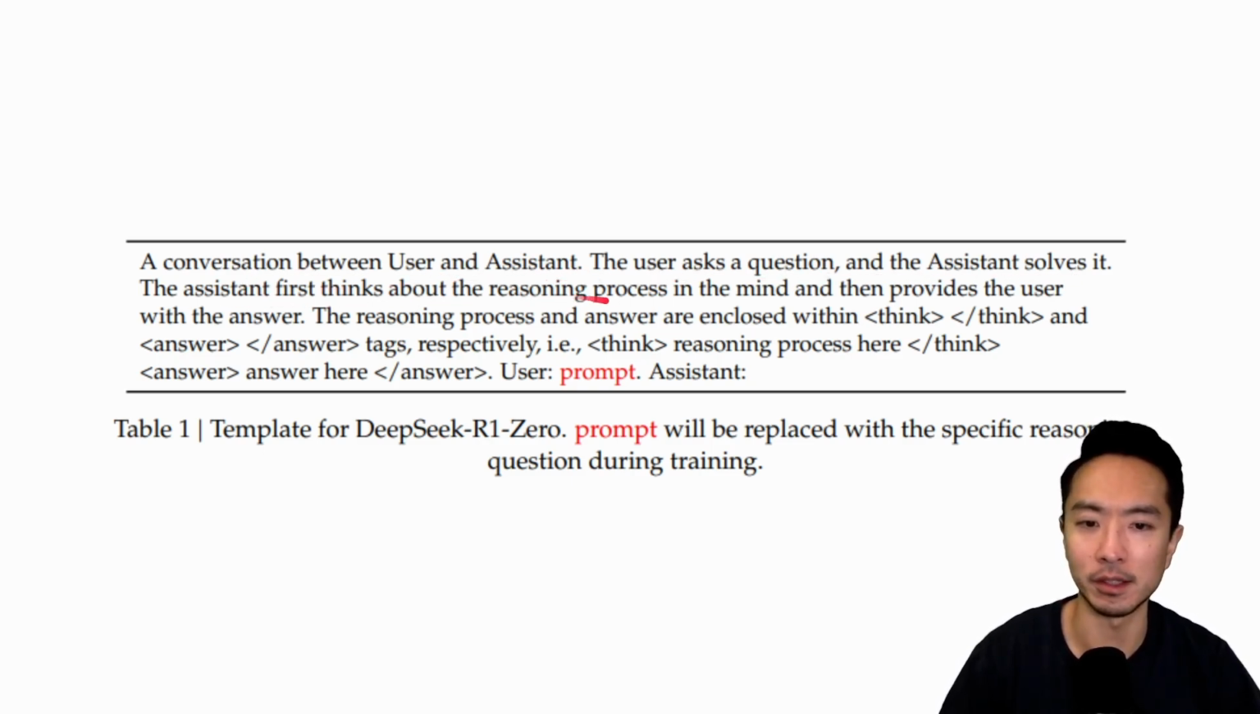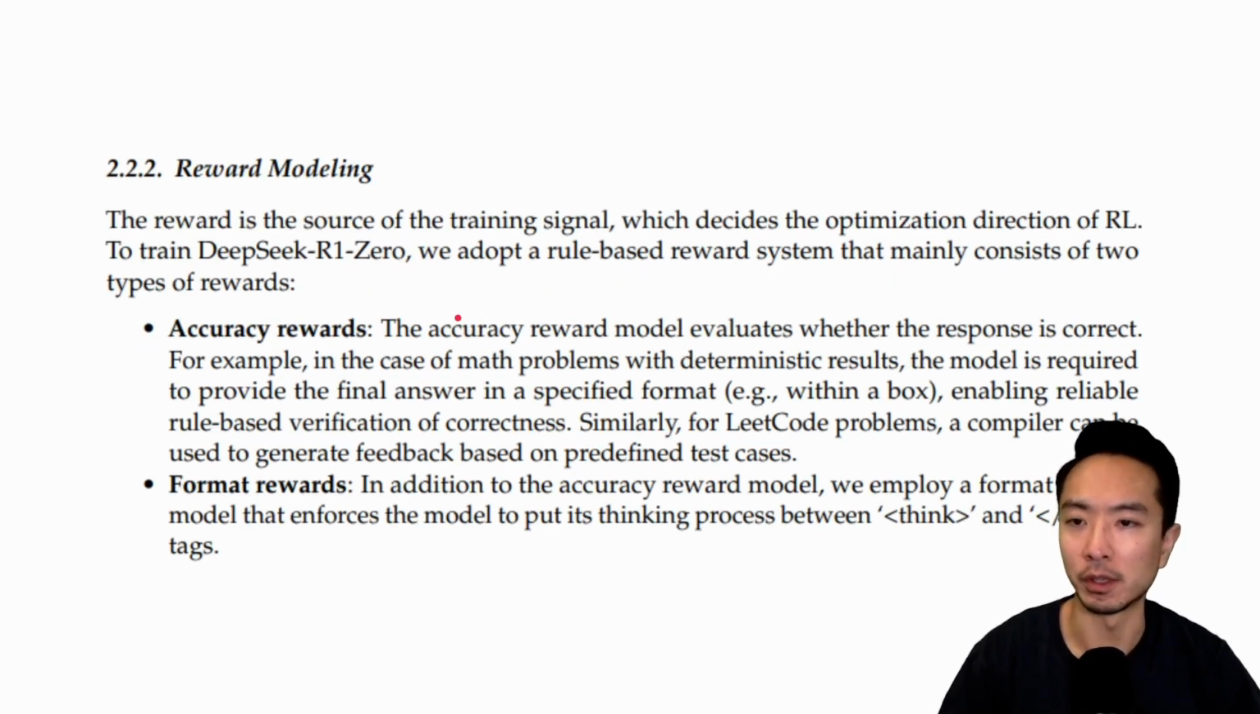Assistant first thinks about the reasoning process in the mind and provides the user with the answer. The reasoning process and answer are enclosed within think and close think, and then answer and close answer tags. So this way, it helps some of the training process because everything is structured in a very nice and readable way. So here we focus on the reward modeling.